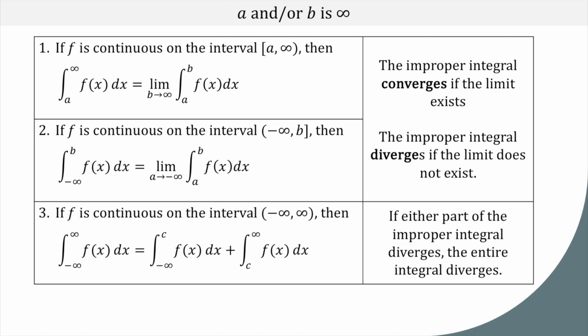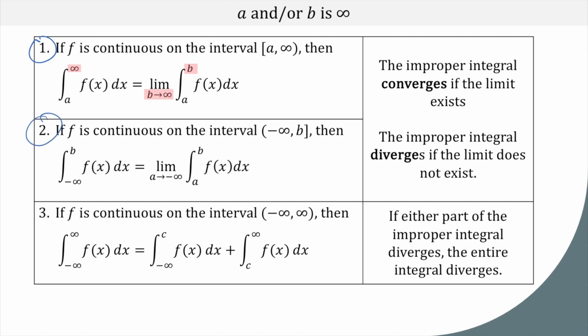So let's generalize or formalize this a little bit. Let's look at number one. If f is continuous on the interval from a to infinity, then what are we going to do? Well, we can't say a to infinity because infinity is not a number. So we have to change infinity. We'll give it a new name, and we'll call it b for now. And then we take the limit as b approaches infinity of the integral of the function.